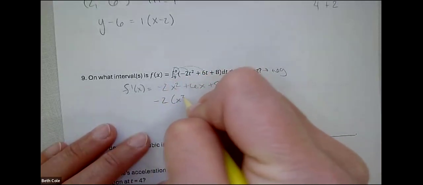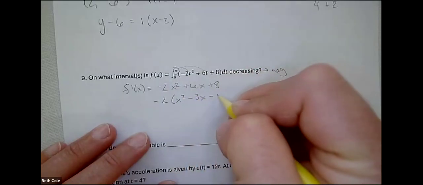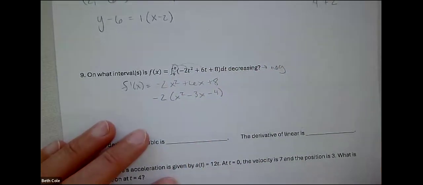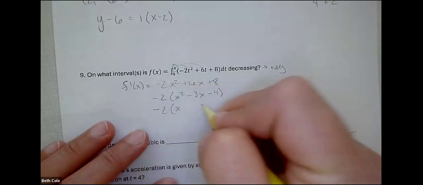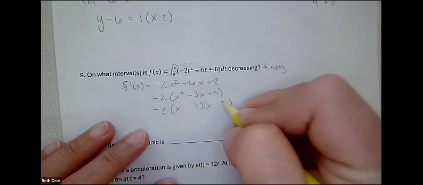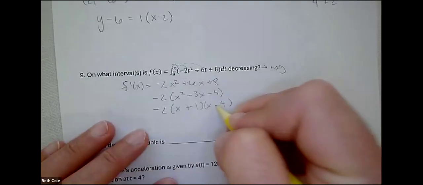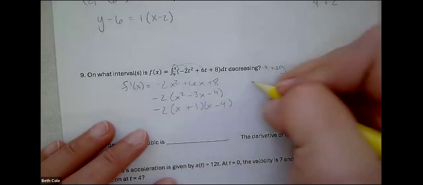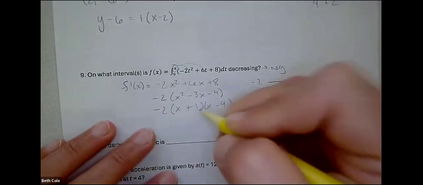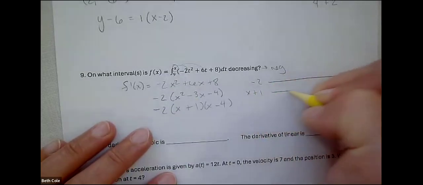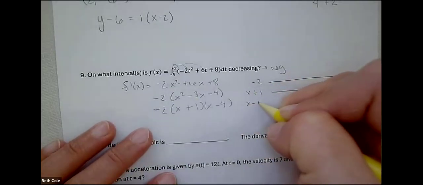I'm going to factor out the negative 2 to start with. When you factor out a negative, everything's going to change its sign. And then we're going to split this up. It will be 1 and 4. We want plus 1 minus 4 to get a negative 3 in the middle. So our factors, we have a negative 2, we have an x plus 1, we have an x minus 4.